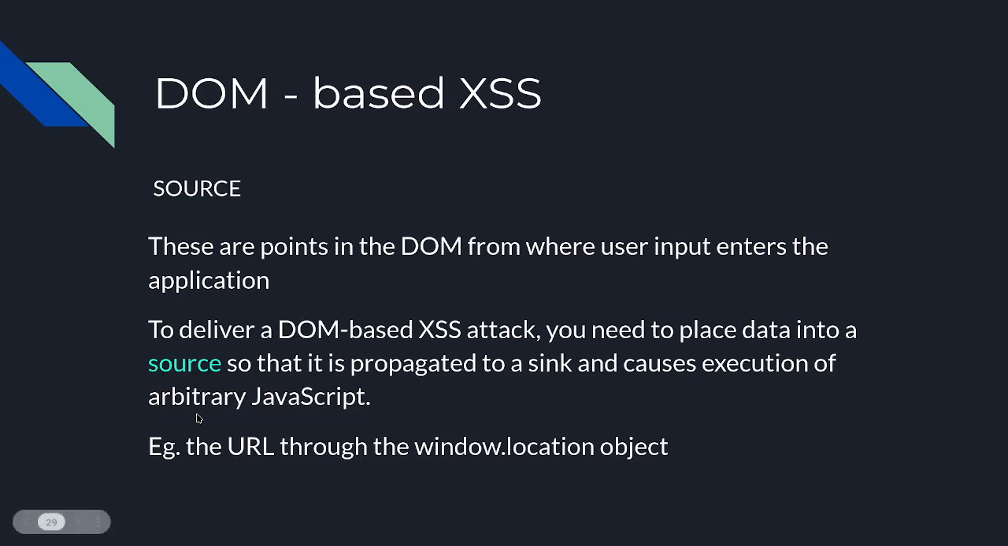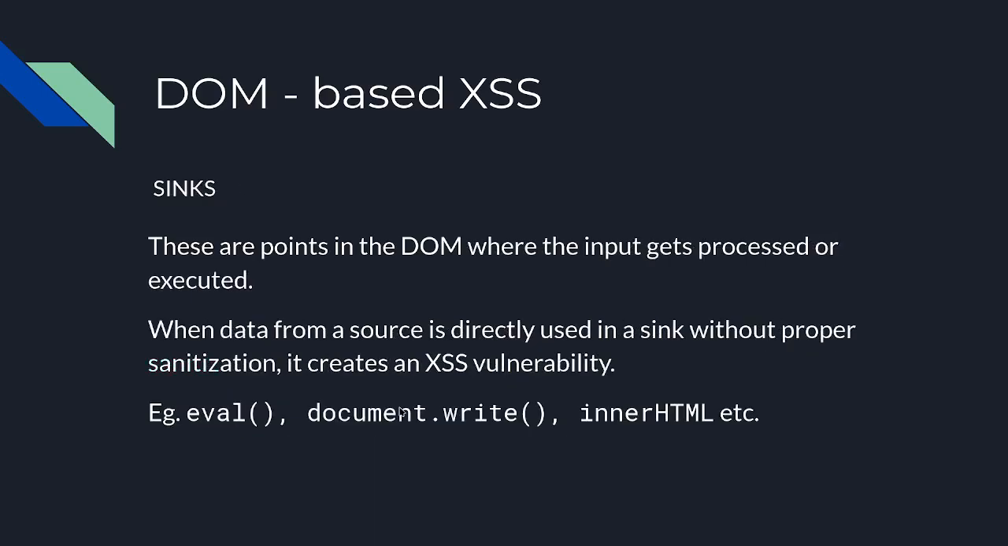So an example for a source would be the URL, and all the parameters that are part of the URL can be accessed through the window.location object, which is one of the elements in the DOM. Window refers to the current window, and location refers to whatever is there in the URL. So you can access parameters from the URL through this window.location object. So this was source, and then sink.